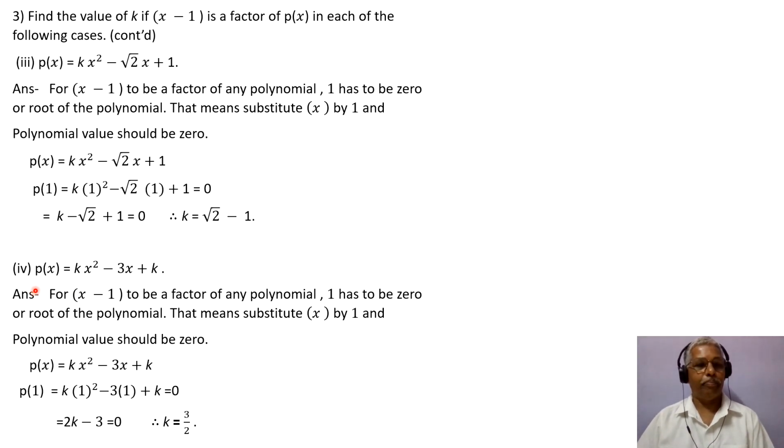Now the fourth one, Px is equal to kx square minus 3x plus k. So we have to replace x by 1. You have seen this, so I'm coming directly here. Px equal to kx square minus 3x plus k. So k into 1 square minus 3 into 1 plus k is equal to 0. So this k and this k make 2k minus 3 equal to 0. So k is equal to 3 upon 2. This 3 will come here and 2 goes down, so k is plus 3 upon 2. Again, a very simple problem.